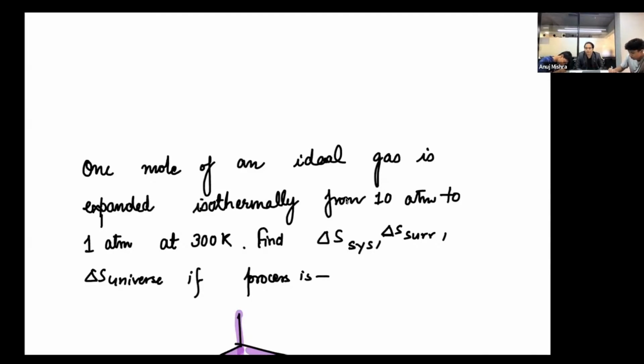What is the answer? 10, wait, give your answer in terms of R. R ln 10. Good. This is delta S of the system. So delta S of the system is R ln 10. The surrounding is minus R ln 10, because the total for the universe is 0 for the reversible case.